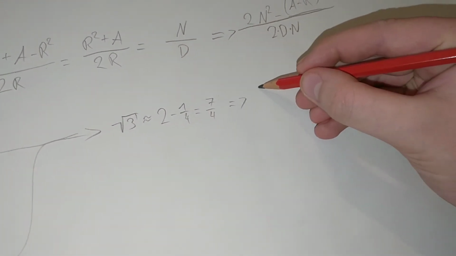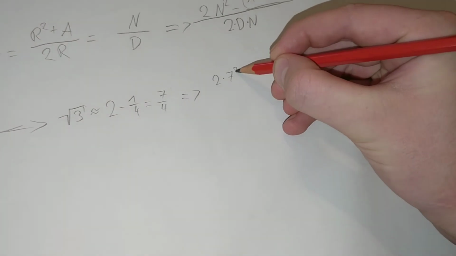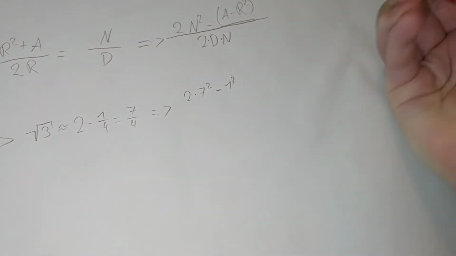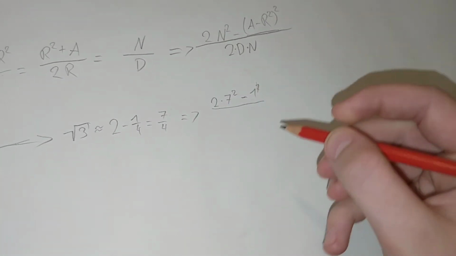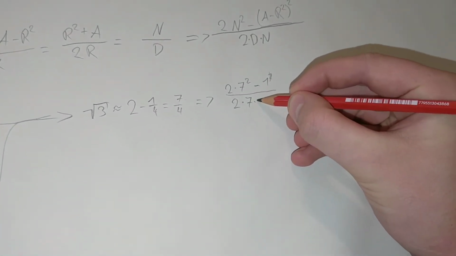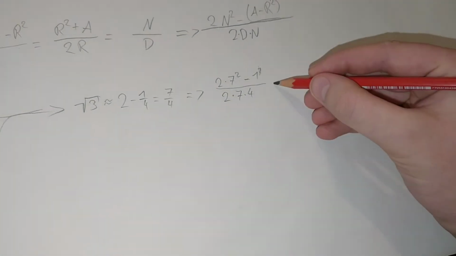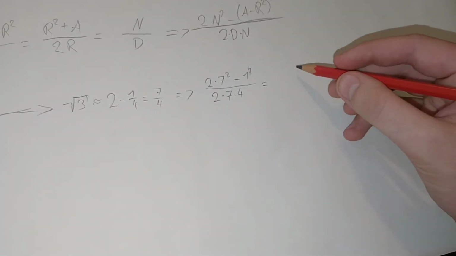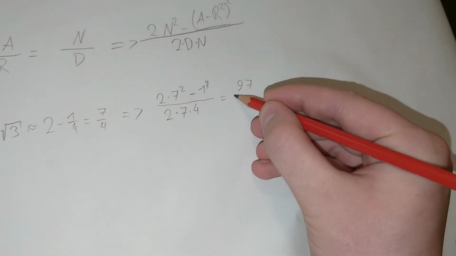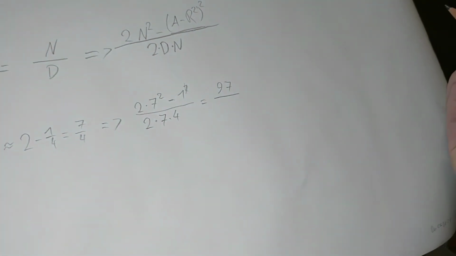Two times 7 squared minus the 1 we got from the x squared, which is just 1, divided by 2 times 7 times 4 gives us a new number of 97 over 56.